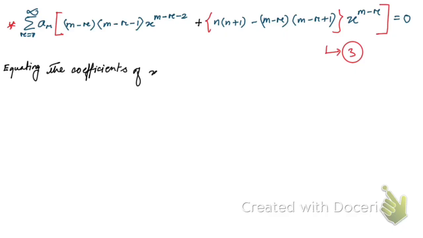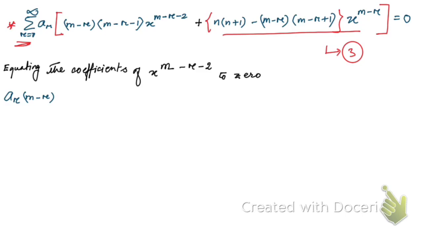Okay, so now you see, now let me write what I'm going to do here, equating the coefficient of x to the power m minus r minus 2 to 0. Okay, so in order to equate this to 0, what we're going to do here, so here you see, as you can see, we have summation here. Okay, this is not only a single term, this is a sum of a series of terms, right? So similarly, this one is also not a single term, right? Sum of a series of terms.